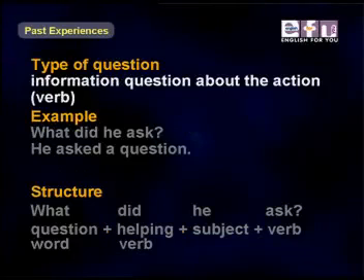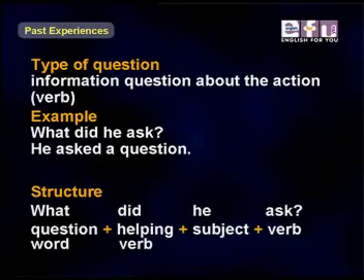All right, the second type of question is an information question about the action, about the verb. For example, what did he ask? He asked a question. Structure is what, question word, plus did, helping verb, plus he, your subject, and your verb, ask. So what did he ask?